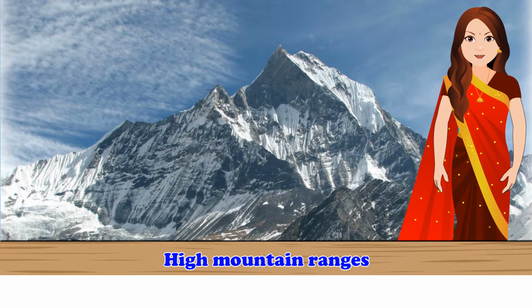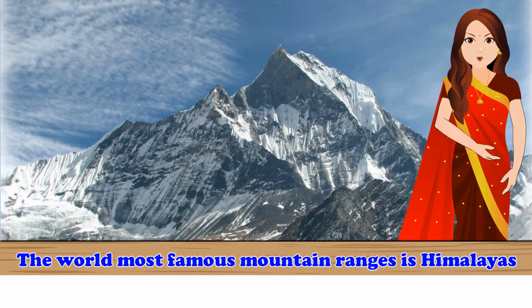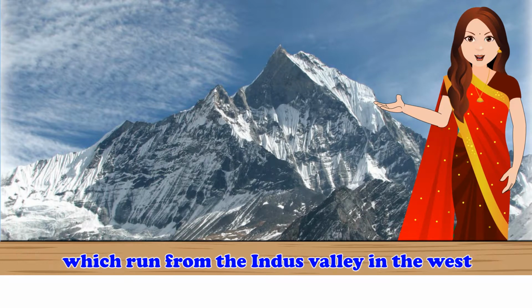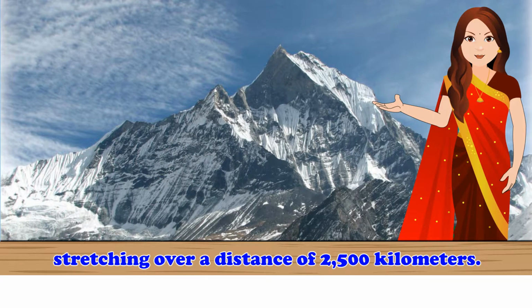High mountain ranges run along the entire northern boundary of India. The world's most famous mountain range is the Himalayas, which run from the Indus Valley in the west to the Brahmaputra in the east, stretching over a distance of 2,500 kilometers.